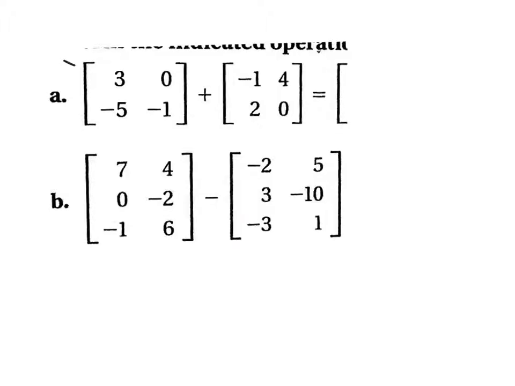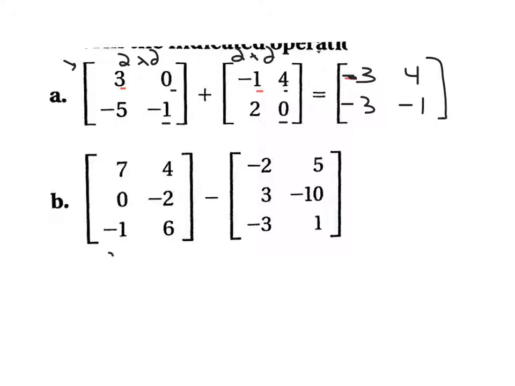All right, let's look at a couple examples here. This first one's addition, and just like we just saw, I'm going to add the corresponding parts. The 3 and the negative 1, that's going to give me a 2. Now the 0 and the 4, that gives me a 4. Negative 5 and 2 is negative 3, and then negative 1 and 0 is negative 1. That's all there is to it. Now, I do need to make sure, though, and I didn't do this at the beginning, that's a 2 by 2, that's a 2 by 2. That's the only reason I can do that.